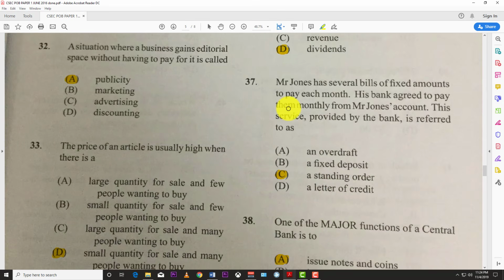37. Mr. Jones has several bills affixed to an amount to pay each month. His bank agreed to pay them monthly from Mr. Jones' account. This service provided by the bank is referred to as, and the best answer here is a standing order. So a standing order is where the bank would pay on your behalf a fixed amount, whether it be monthly, weekly, or whatever. So a standing order is the best answer here, C.